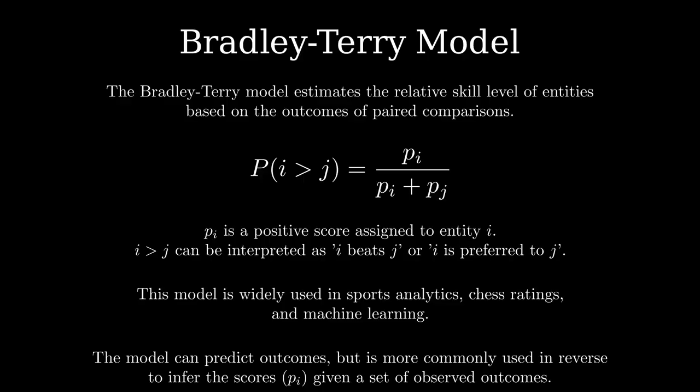This model is widely used in sports analytics, chess ratings, and machine learning. The model can predict outcomes, but it is more commonly used in reverse to infer scores, pi, given a set of observed outcomes.